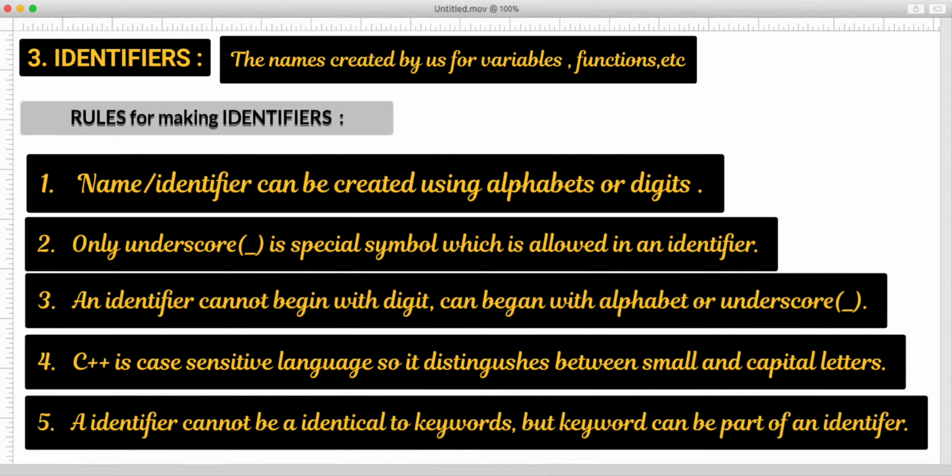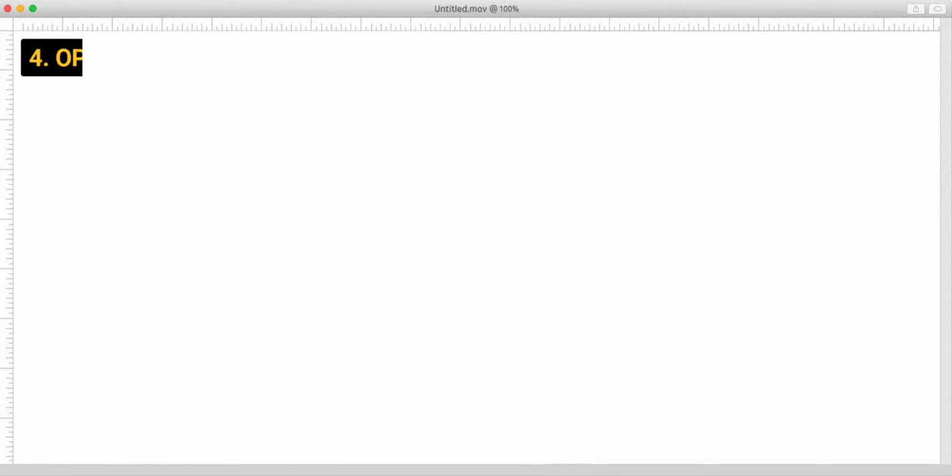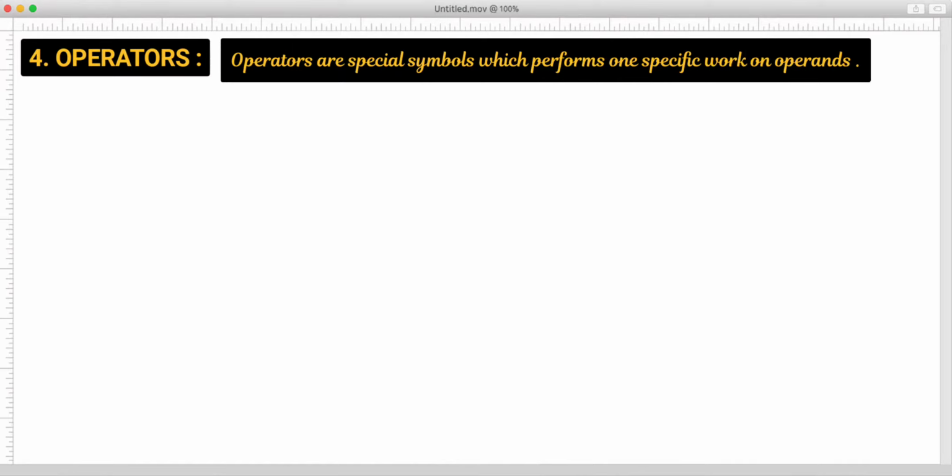Now coming to our next topic, that is operators in C++. Operators, as the name suggests, their work is to operate. Now on what do they operate? Basically, operators operate on operands. Coming to the definition, operators are special symbols which perform a specific work on operands. Let us understand these terms, operator and operands, with an example.